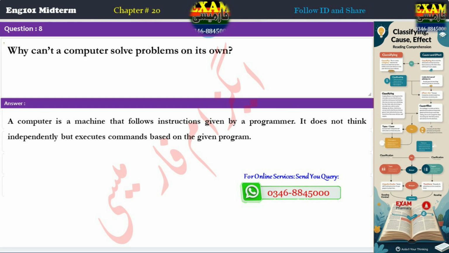Question 8. Why can't a computer solve problems on its own? Answer. A computer is a machine that follows instructions given by a programmer. It does not think independently, but executes commands based on the given program.